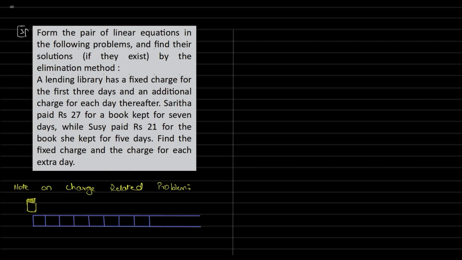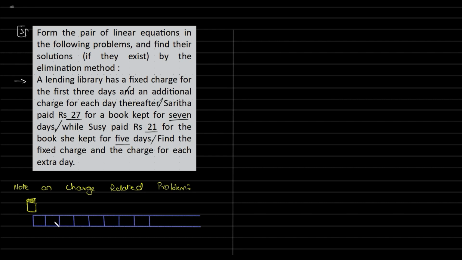Form the pair of linear equations and then solve it by elimination method. A lending library has a fixed charge for the first 3 days, and an additional charge for each day thereafter. Sarita paid rupees 27 for 7 days, while Susy paid rupees 21 for the book she kept for 5 days. Find the fixed charges and the charges for each extra day.